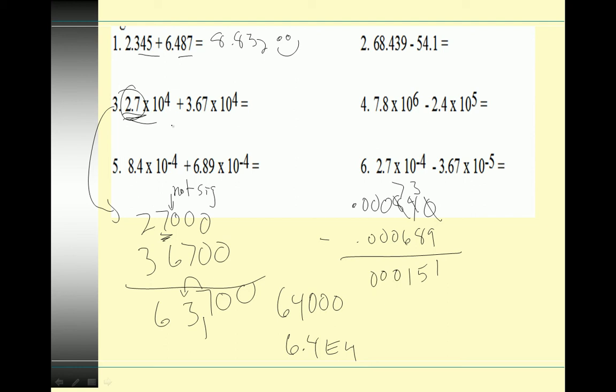0, 0, 0. Now this decimal place was no good, right? So that means this one is no good. But I'm still going to use it to round. So does it round up to 5? Nope. So the answer is 0.00015. And I don't like to see 3 zeros, so I would make that 1.5e-4. Okay. So that's that one.